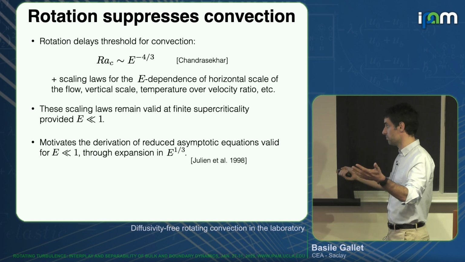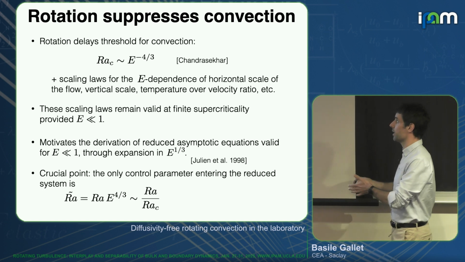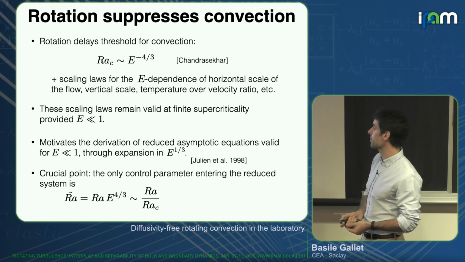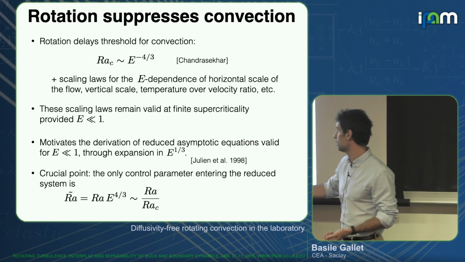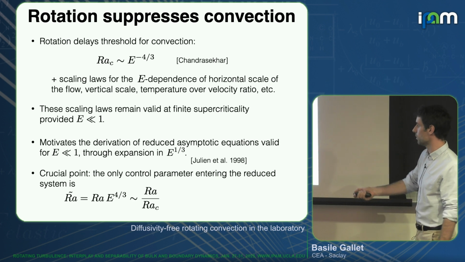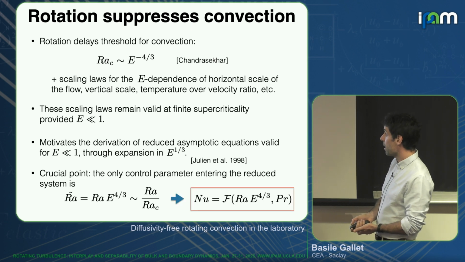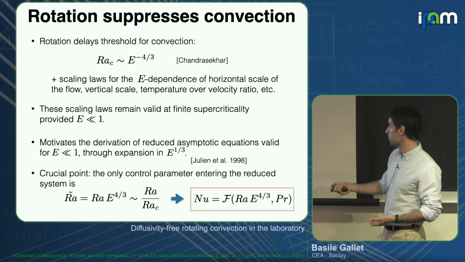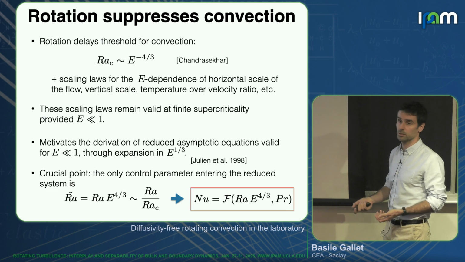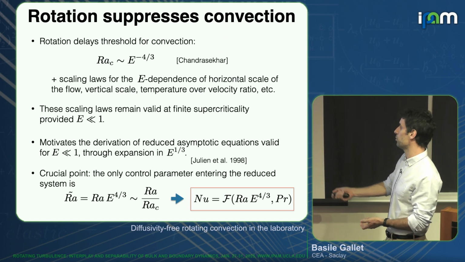Okay, so it's order 0 in Ekman number. The crucial point when they do that is that they get this reduced set of equations that only involve the reduced Rayleigh number, Rayleigh Ekman to the 4/3, which is a measure of Rayleigh over critical Rayleigh up to a multiplicative factor. So now, instead of saying that the Nusselt number is a function of Rayleigh, Ekman, and Prandtl independently, you just have these two parameters, reduced Rayleigh number and Prandtl.